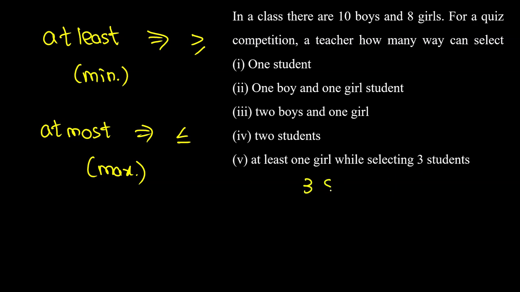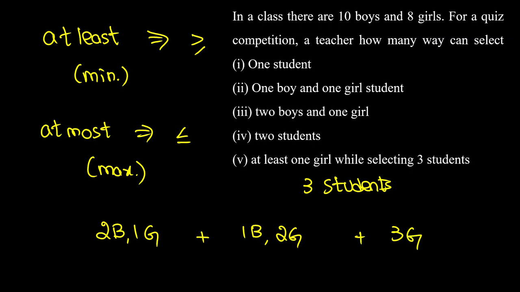So 3 students, one girl minimum means 2 boys and one girl, or 1 boy and 2 girls, or all 3 are girls. At least one girl, it can be 2 girls or it can be 3 girls. So plus in between, and a comma indicates and. Recently a company asked your seniors a question related to that also. A comma B and C, that comma means and. Because of and, we have to do multiplication.